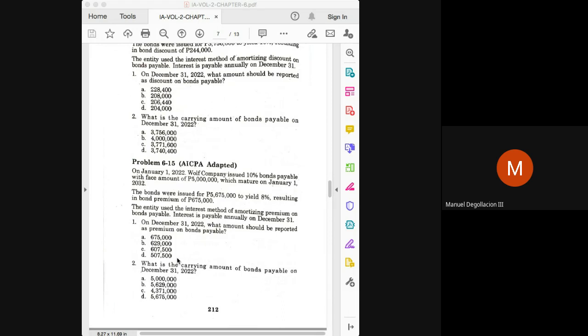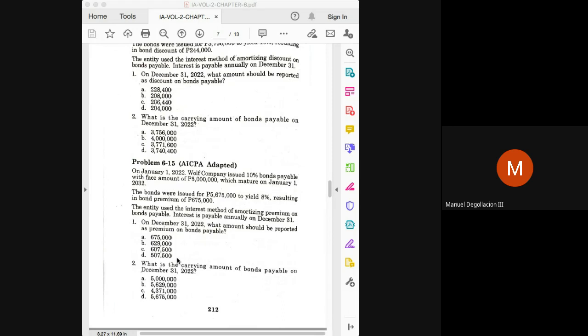If you will again look at the choices, none of the choices is greater than 675 because again, your premium and your discount are supposed to decrease as time passes by. Okay, so what we need here is to determine the amount of the amortization of the premium so that we will know how much would be the remaining balance of the premium, how much would be the unamortized balance of the bond premium.